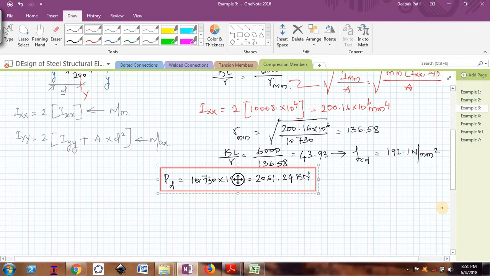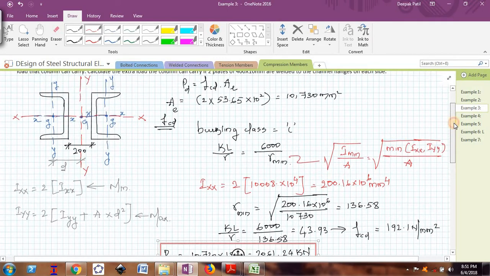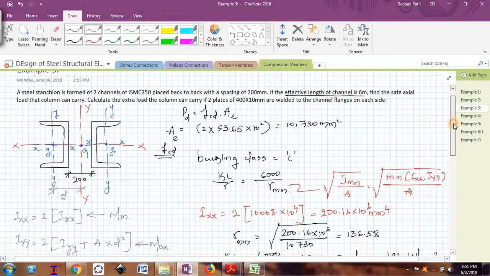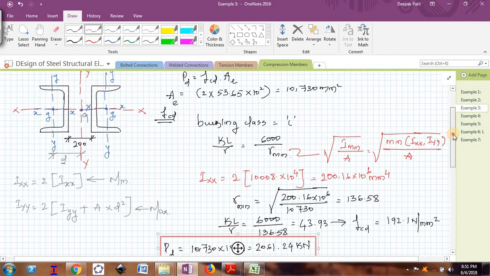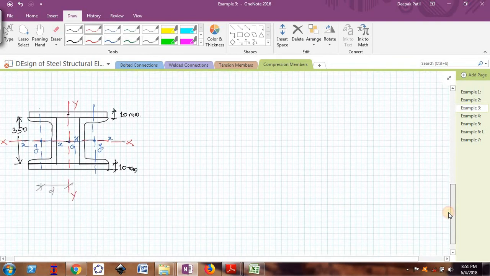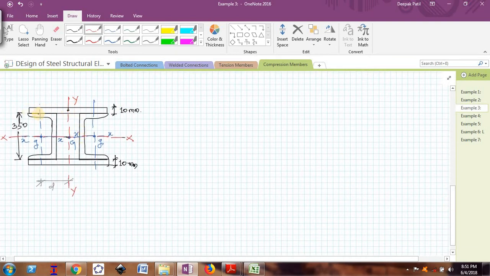Now in the second part of the problem, what they have asked is, if they place two plates of 400 mm by 10 mm thick, and if they are welded to the channel flanges on each side, what will be the load carrying capacity, what extra load the column can take. Now the configuration will be something like this. These are the two channels placed back to back with the same 200 spacing, and these are the two plates which are placed on each flange and welded to the column. Now I need to find the load carrying capacity of this configuration, means how much extra load it can take, right?